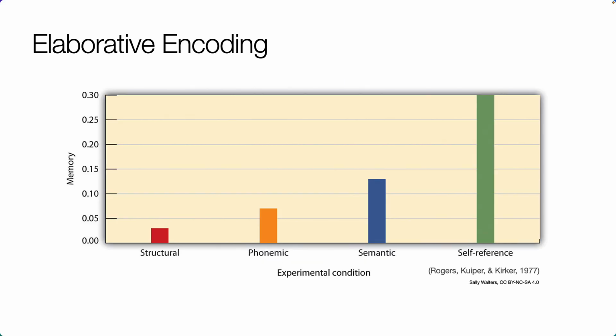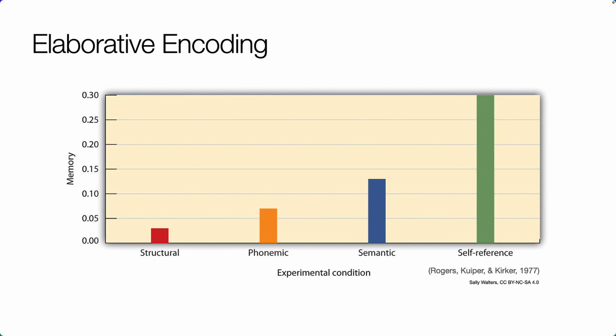And you can see some evidence for elaborative encoding here. In this study, participants were given a similar task to the one I just asked you to engage with, but they had four different conditions. In the structural condition, participants were asked to judge whether the word was in uppercase or lowercase letters. So, just evaluating the visual characteristics of the word, not really thinking about what it is or what it means. In the phonemic task, participants were asked whether or not the word rhymed with another word that was provided. In this case, participants considered the sound of the word.